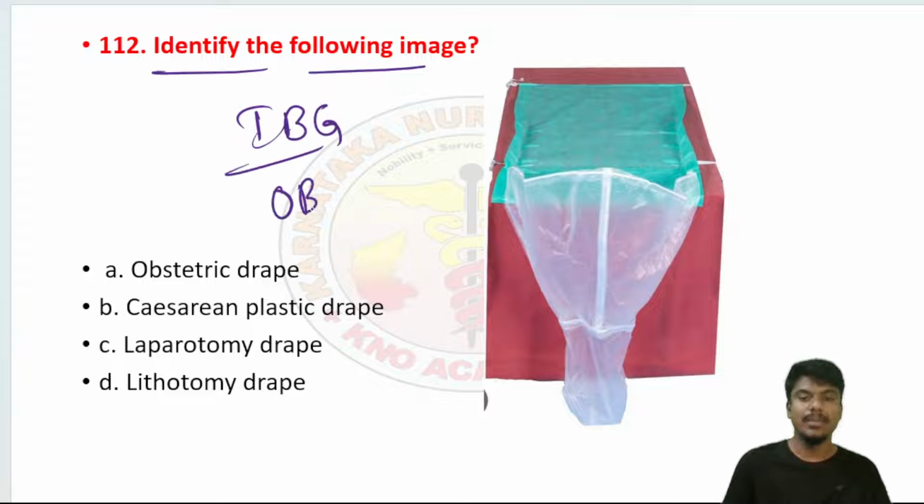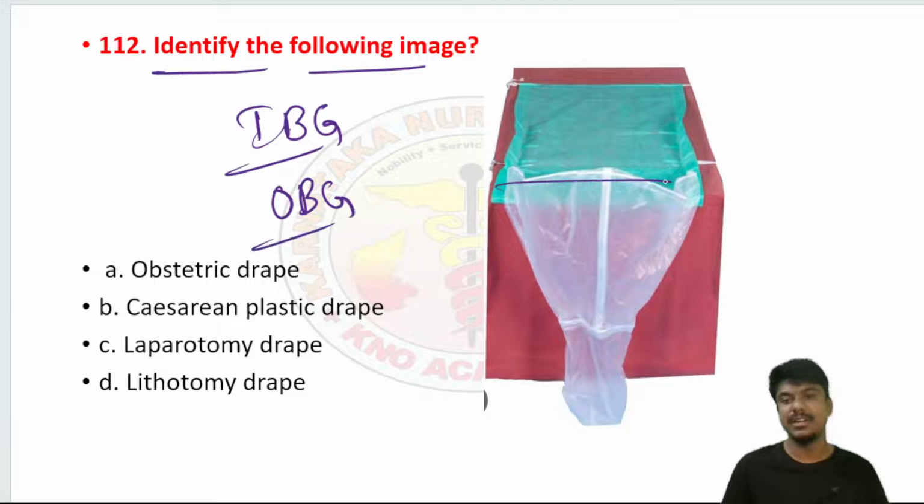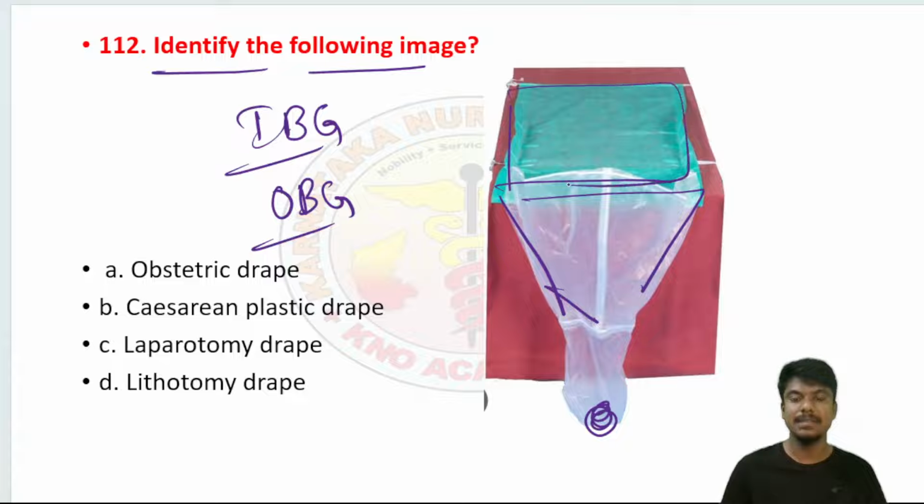IBQ from the OBG. Here, if you see the shape of the drape, you can see how it is. It is V shape. If you see here, there is a collection bag. Here, a green drape is there. Later, we can give the position on the patient.